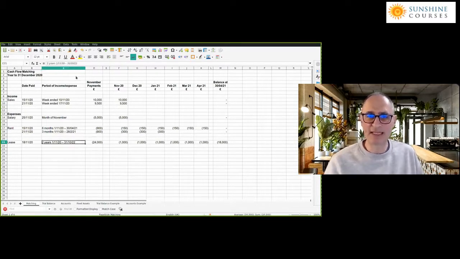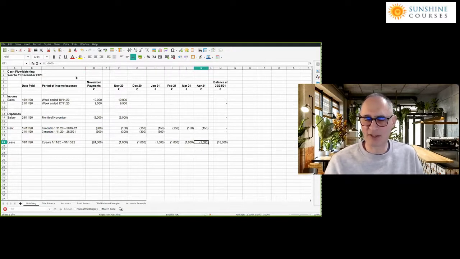And the final thing, and this gets a bit more interesting, is on the 18th of November, we paid a lease of £24,000 that related to a 2-year period from the 1st of November 2020 right the way through to the 31st of October 2022. The amount we paid was £24,000. So over a 24-month period, that really represents £1,000 a month. So here, when I do my allocations, I've allocated £1,000 a month.